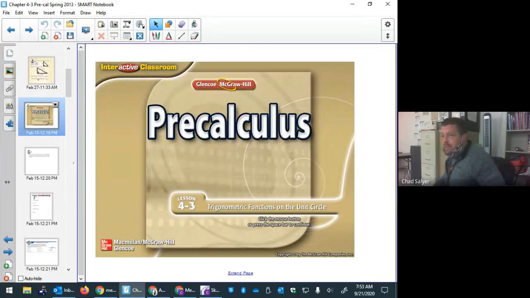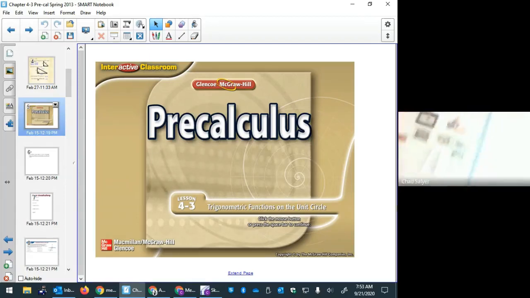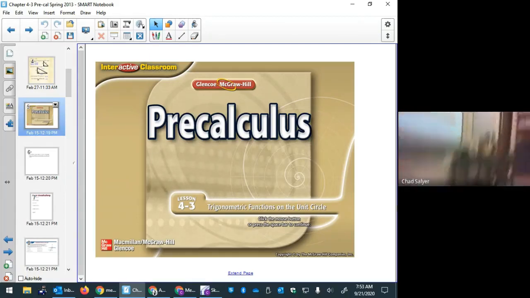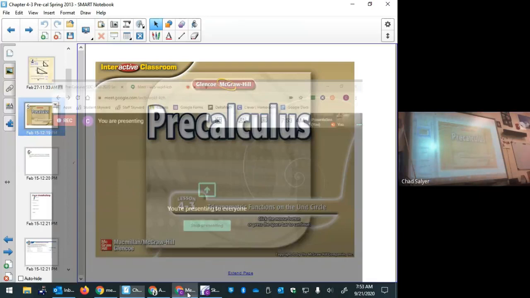Okay, so once again, part 3, trig functions on the unit circle. Okay, good enough.